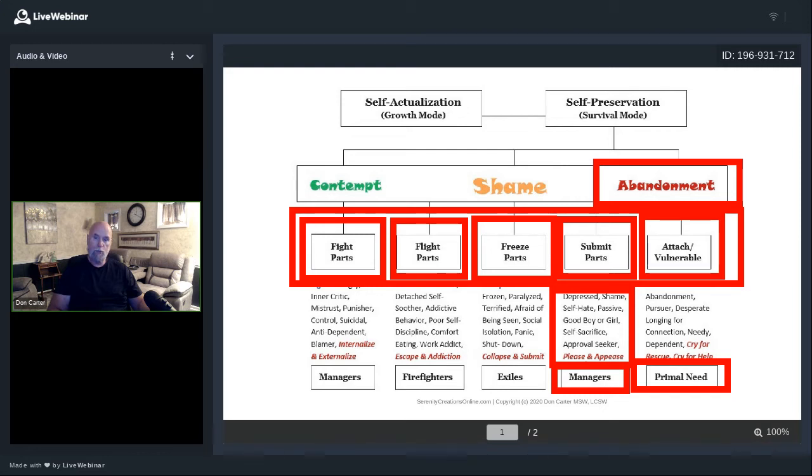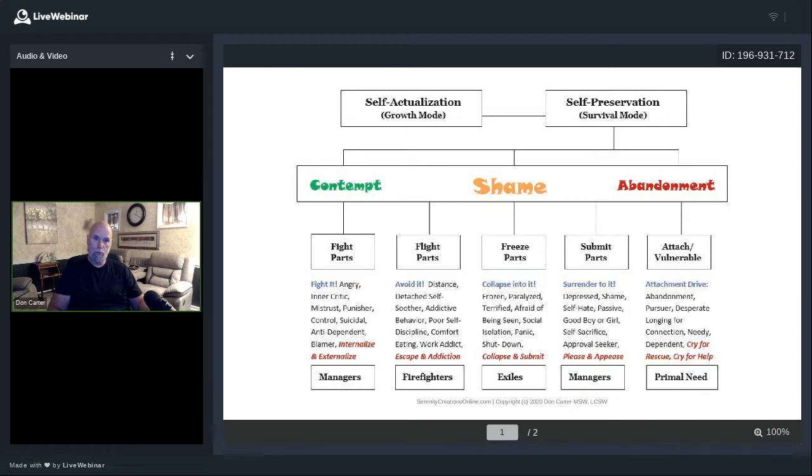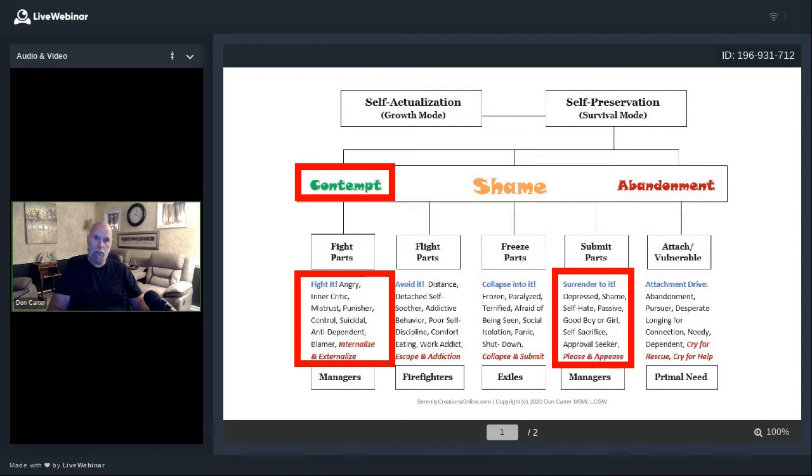Now, if I don't get them to think the right thing and somebody's mad at me, then a different manager will come on board. Let me get rid of some of these. The fight part, either internalizing or externalizing all that contempt. When the submit part doesn't do its job and make sure everybody's happy with me, then the fight part is also a manager, and it manages the submit part, which manages the impressions of others. It does that by lobbing a shame grenade or a contempt grenade over here at the submit part.